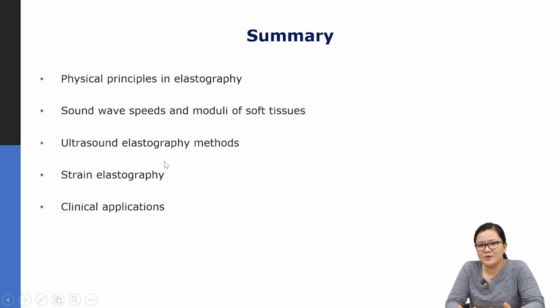I hope this gives you a good overview of the physical principles that are being utilized in elastography. We talked about the different moduli: bulk, Young's, and shear modulus, especially the Poisson's ratio as well, and how these are interrelated depending on the assumptions that we have. We also talked about the relationships between the sound wave speeds and the modulus of soft tissues. For instance, if you can measure the shear wave speed, then one can also measure the shear modulus, depending on certain assumptions, of course.